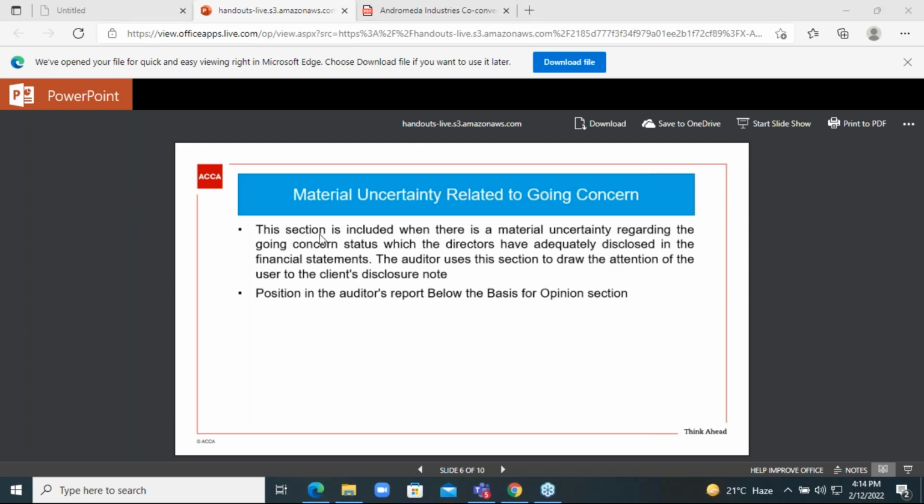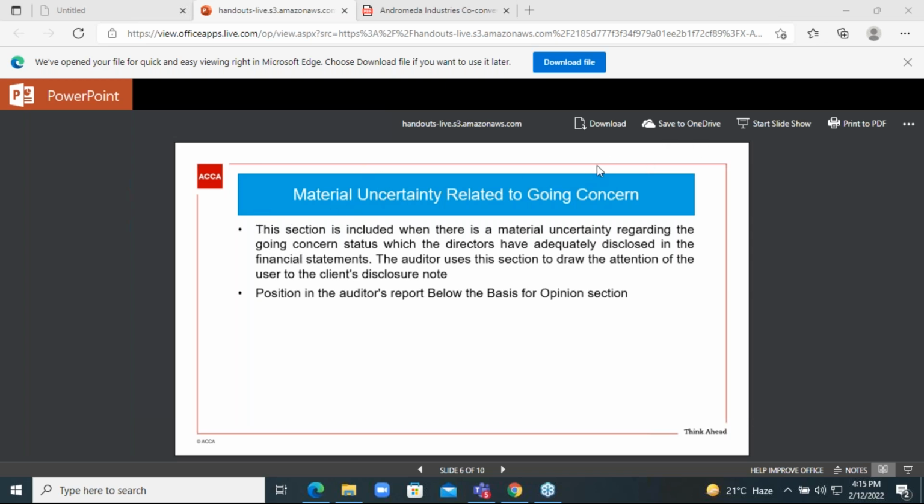So the correct answer is unmodified opinion with material uncertainty paragraph. Yes, Umar, your answer is correct. And Hamad, do not use emphasis of matter paragraph. Okay. And Shazeb's answer is to some extent okay.